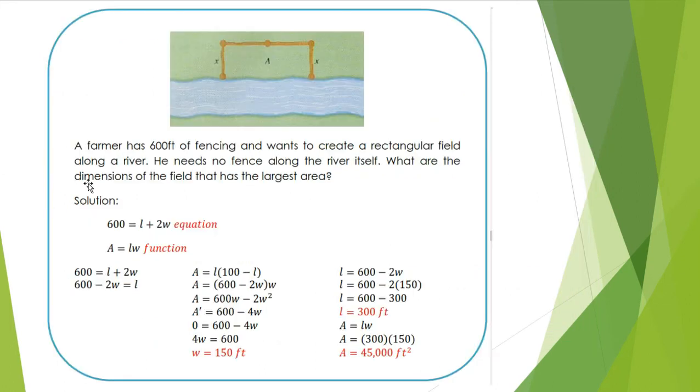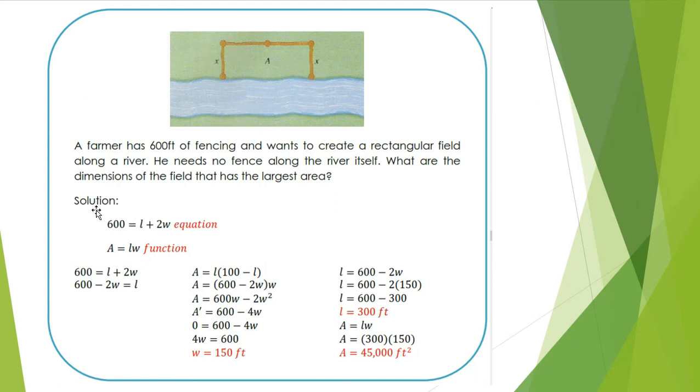Sa module nyo, meron tayong isang example. Sabi dito, a farmer has 600 feet of fencing and wants to create a rectangular field along a river. He needs no fence along the river itself. What are the dimensions of the field that has the largest area? Sabi dito, ang isang magsasaka, gusto daw niyang bakuran yung malapit sa isang riverbank. Pero yung side na to na in front of the river, wala siyang bakod. So, he has 600 feet of fencing. Ngayon, kailangan niya makuha yung area which is covered nung bakod.